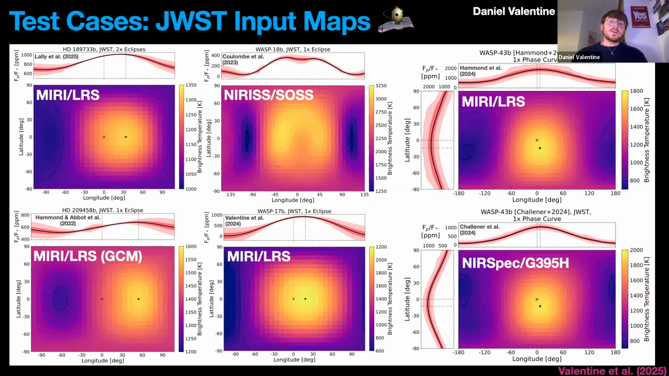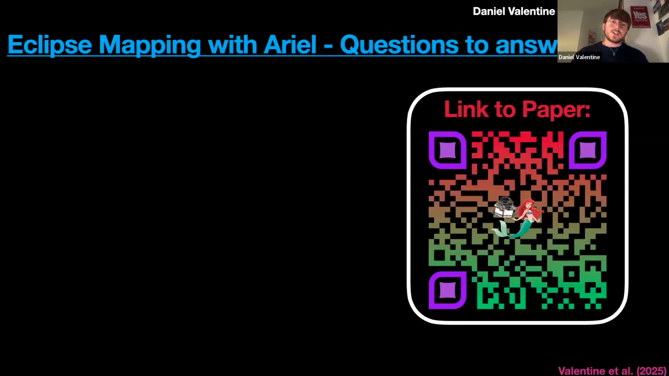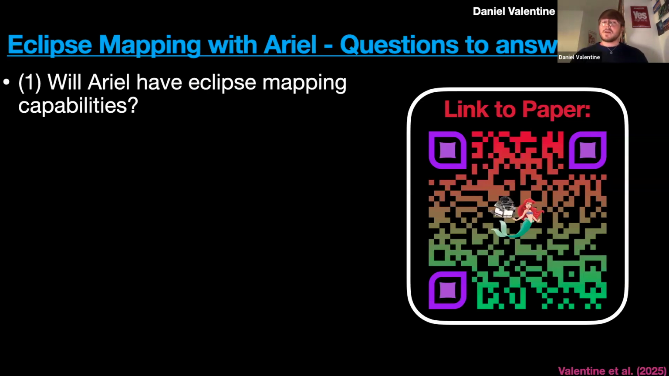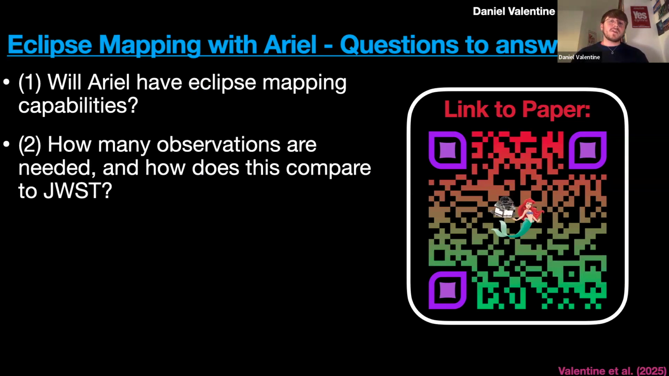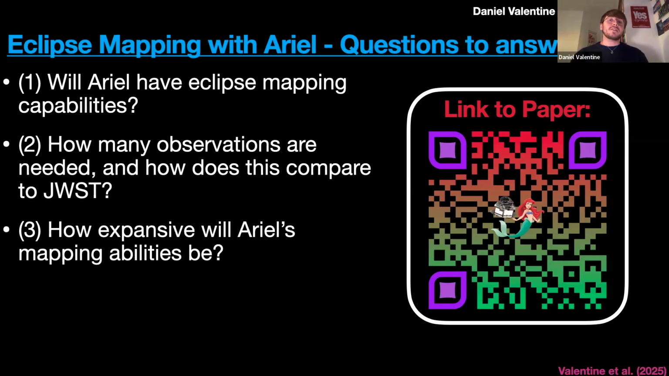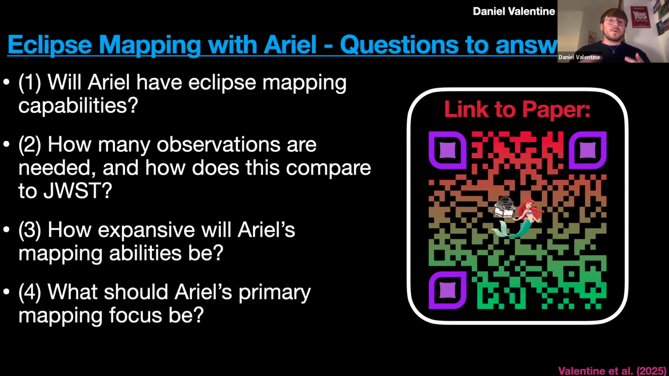And what we're going to do is use these test cases to answer the following questions. Firstly, will Ariel have eclipse mapping capabilities in the first place? And if so, how many observations will be needed, and how will this compare to JWST? Thirdly then, how expansive will Ariel's mapping abilities be in terms of both the number of targets and the best ways to observe them? And then, finally, what should Ariel's primary mapping focus be with this survey?